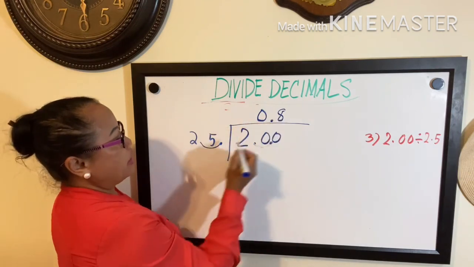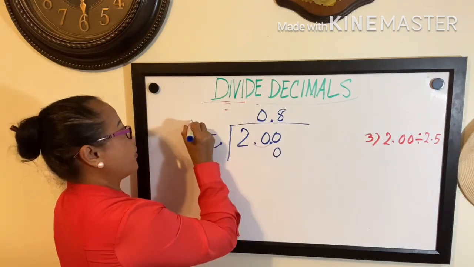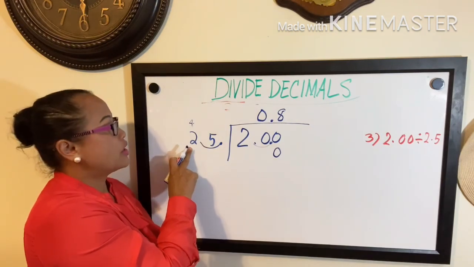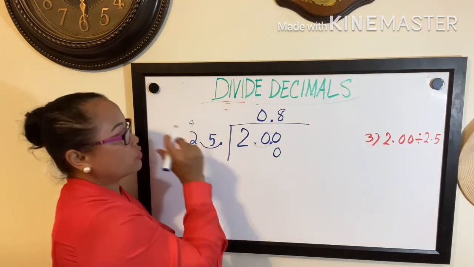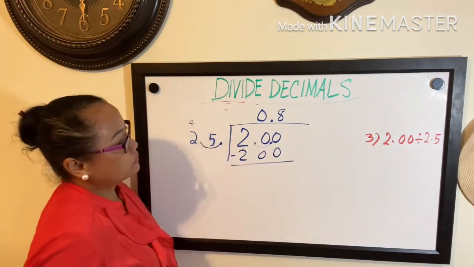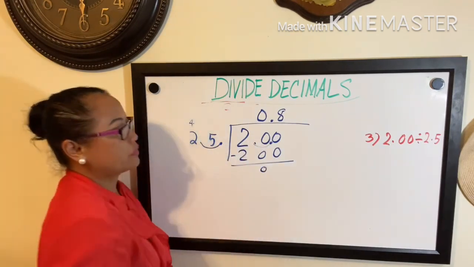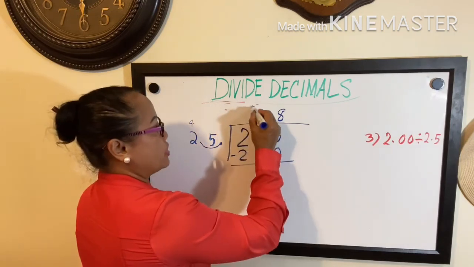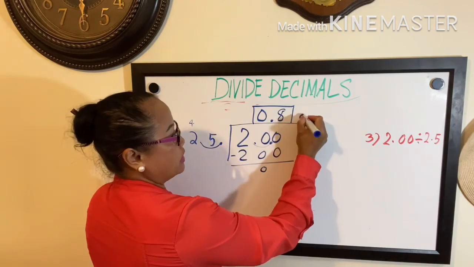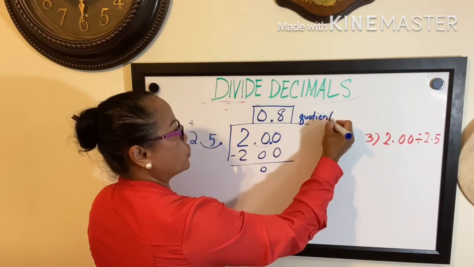So now 8 times 5 is 40. Bring down 0, carry 4. 8 times 2 is 16. Plus 4 is 20. Now we have to subtract. 200 minus 200 is 0. So our final answer is 0.8. This is our final answer, which is called the quotient.